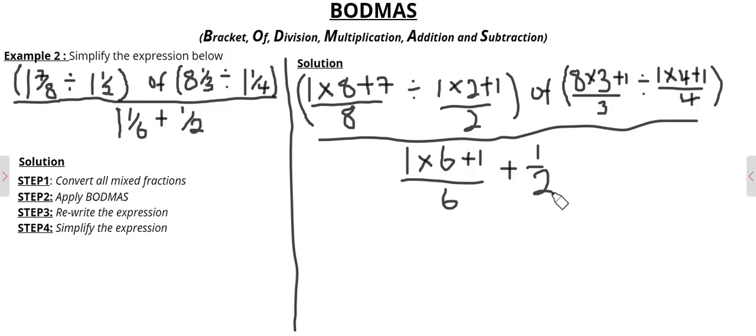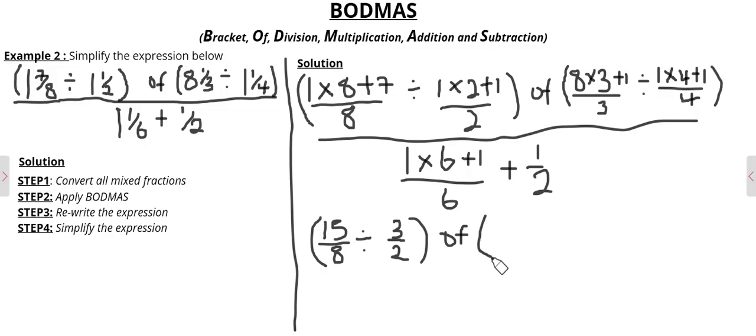2. So the next step is we are going to do the arithmetic of these ones at the top. So 1 times 8 is going to give us 8, and 8 plus 7 is going to give us 15. So we have 15 all over 8 at the top there, divided by 1 times 2, which is going to give us 2. 2 plus 1 is 3. So we have 3 here all over 2. And then we have the brackets like so.